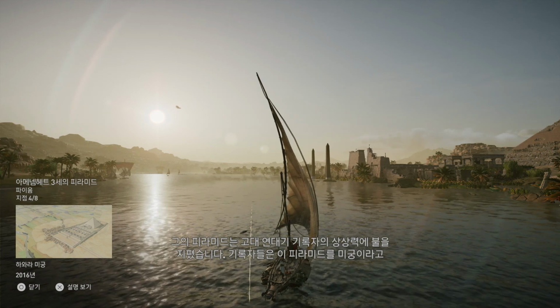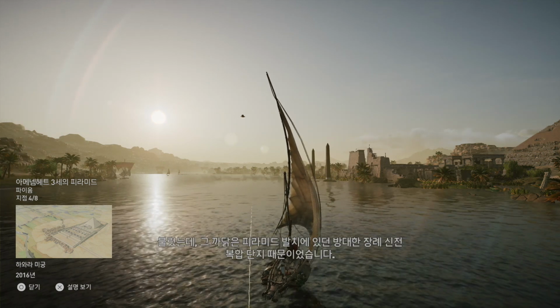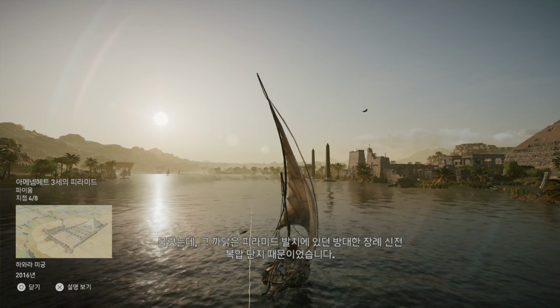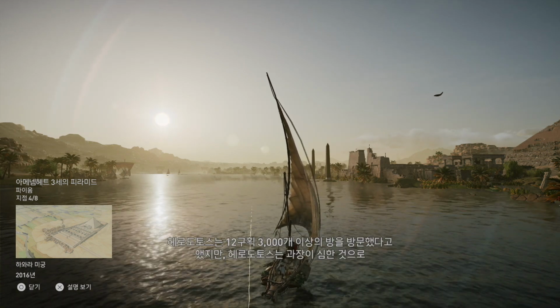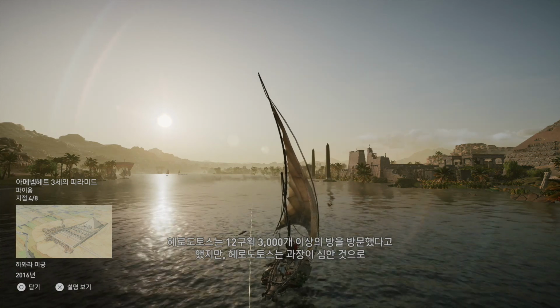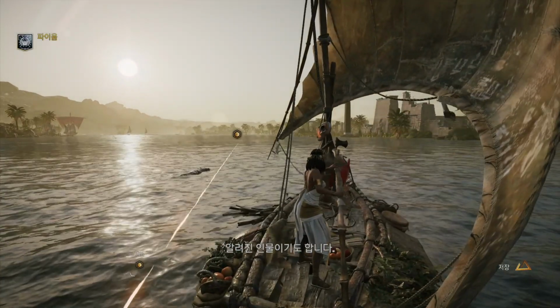They refer to it as the Labyrinth, mostly due to the vast mortuary temple complex at the foot of the pyramid. Herodotus mentioned that he had visited 12 courts and over 3,000 of its chambers. But he was also well known for being prone to hyperbole.